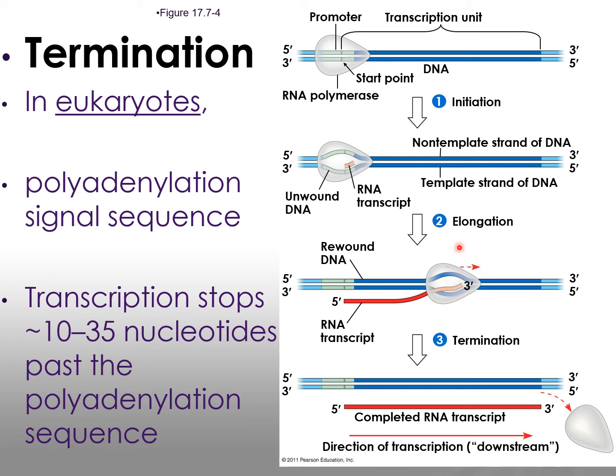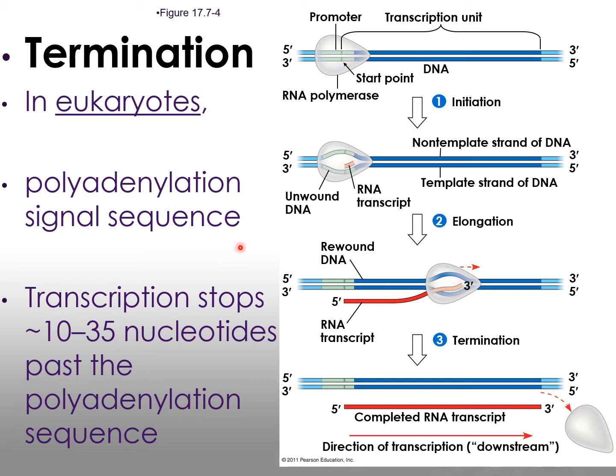Now, termination is the final step of transcription. And in eukaryotes, the RNA polymerase is going to transcribe what's called the polyadenylation signal sequence. So this is a sequence that is just upstream of the polyadenylation site. And the polyadenylation is basically a poly-A. So that means there's a string of adenines that will be added to the end of the RNA transcript.